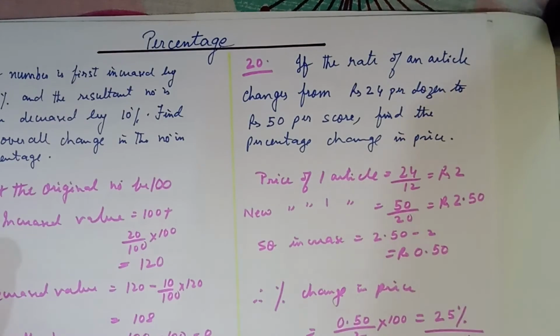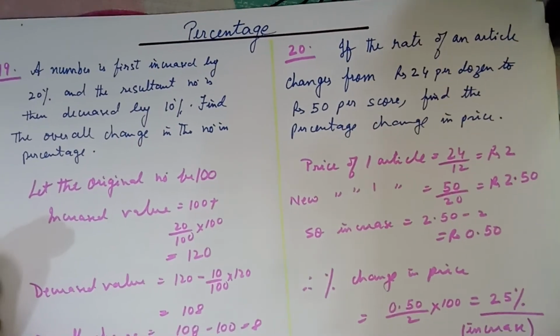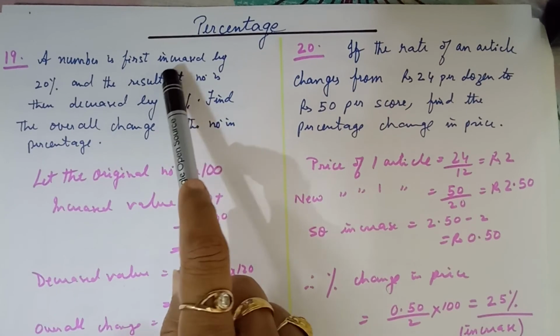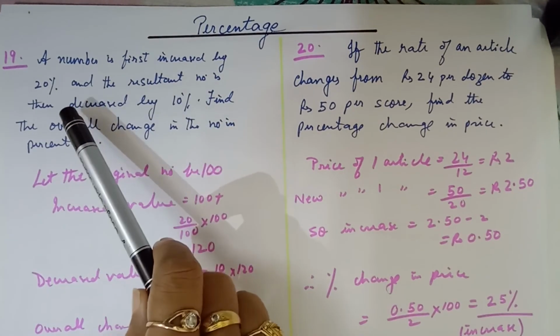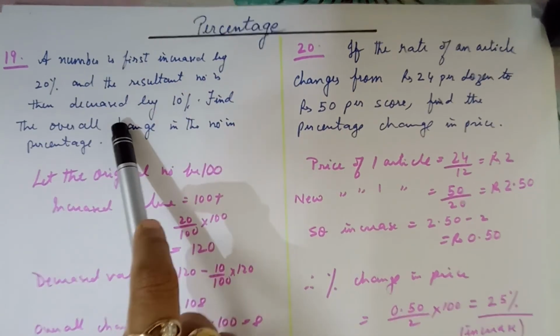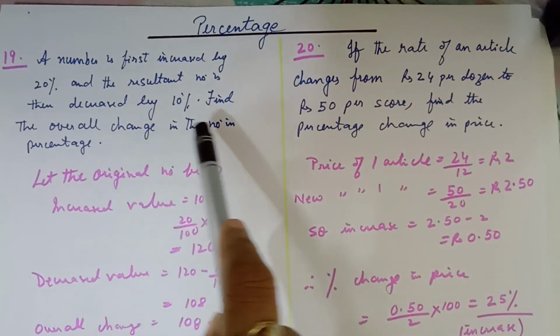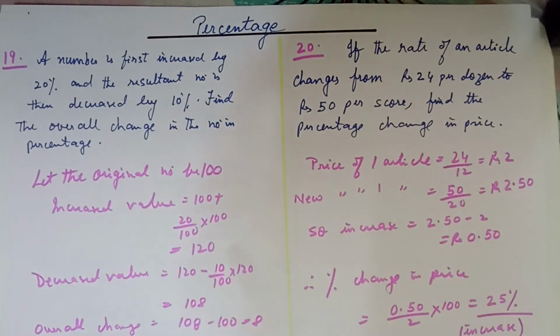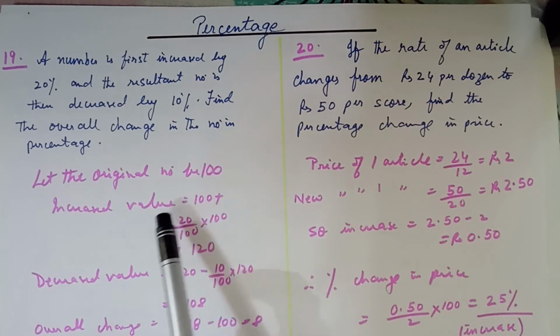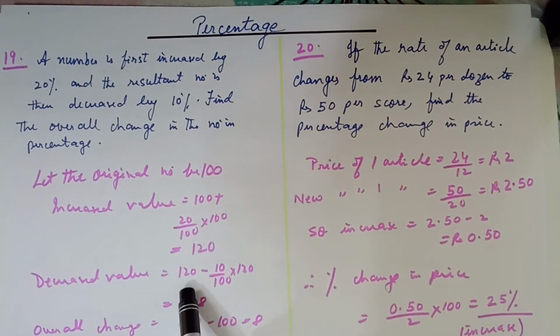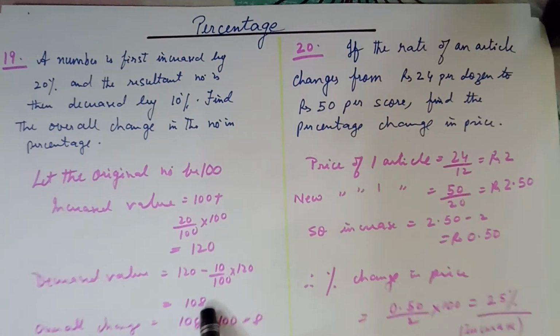The next, number 19. A number is first increased by 20%. The resultant is decreased by 10%. Find the overall change in the number in percentage. Let the original be 100. When you increase by 20%, it is 120. When that has to be decreased by 10%, it is 108.